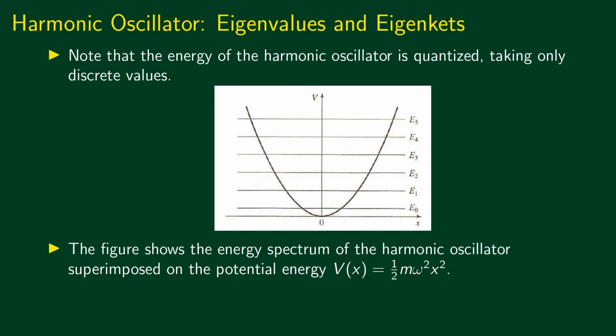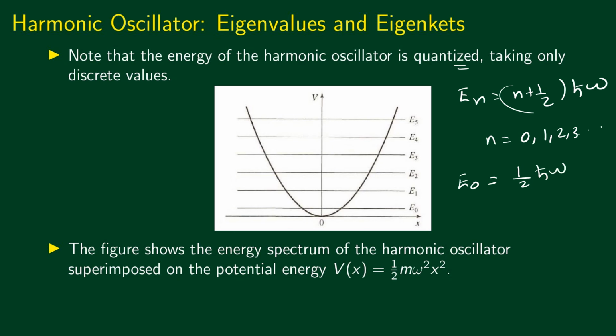You may note that the energy of the harmonic oscillator is quantized. It can take only discrete values for energy, because we had En is equal to n plus half h bar omega, where n can take values only 0, 1, 2, 3, etc. So the lowest value for energy is E0. The ground state energy is half h bar omega, corresponding to n equal to 0, whereas the first excited state energy E1 is equal to 3 by 2 h bar omega. And the second excited state energy is equal to 5 by 2 h bar omega.